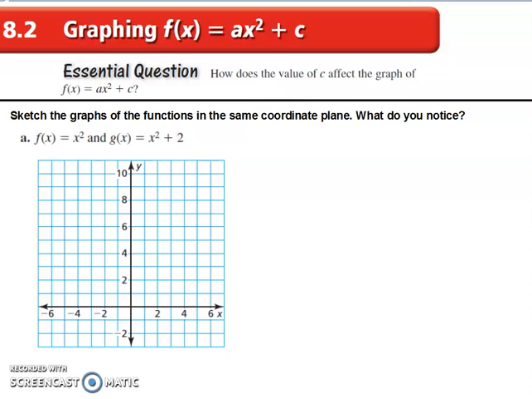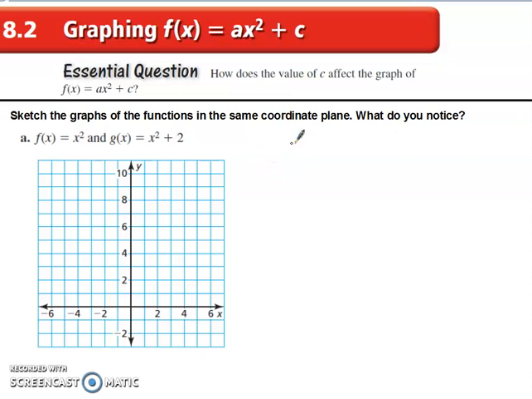As the value of a gets larger, your graph will become more narrow. Or I should say as the absolute value becomes larger, it will become more narrow. As the absolute value becomes smaller, your graph will widen out. If a is negative, we saw that your graph will go from facing upwards to facing downwards. So now what we are looking at is just this value of c and what effect that is going to have on our graph. So sketch the graph of the function in the same coordinate plane.